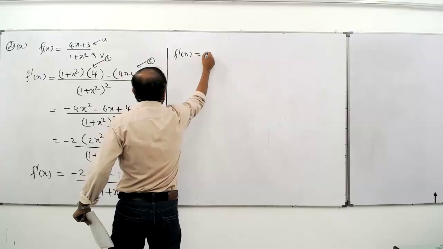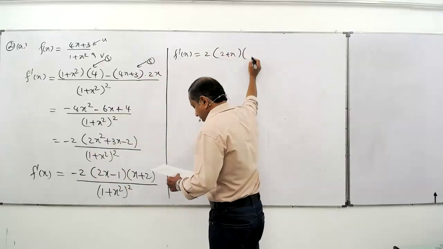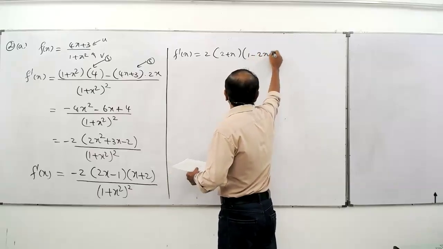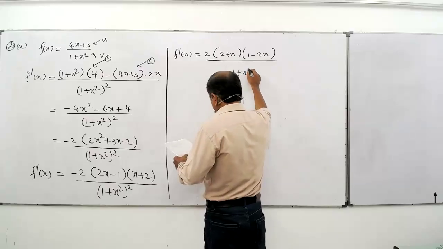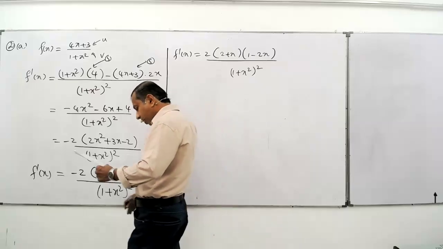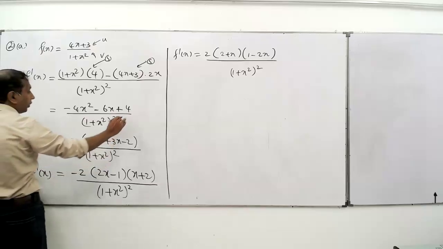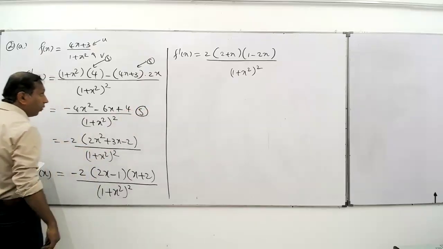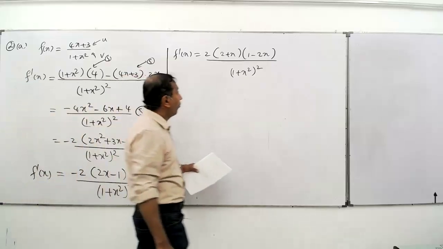Dash x is therefore 2 times... we get 2 plus x. According to the way the question is asked, we'll write the answer as 1 minus 2x divided by 1 plus x squared, to the power 2. This is what is being asked, right? So you get marks this way. For the simplification up to here, for this step, 5 marks come. And finally, factorizing everything and getting the final answer correctly, 5.